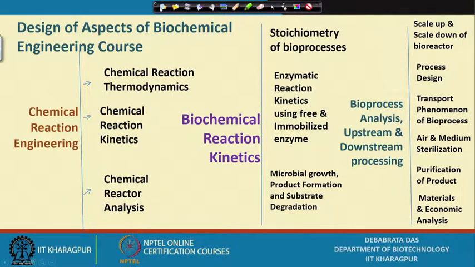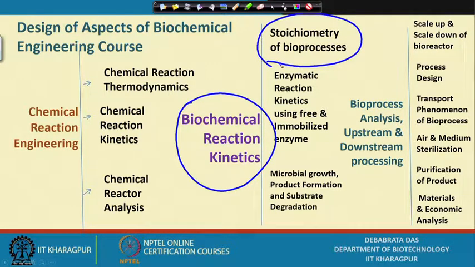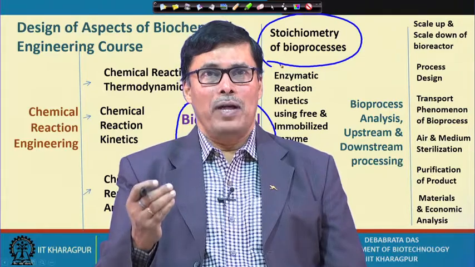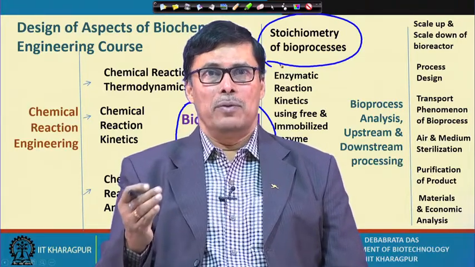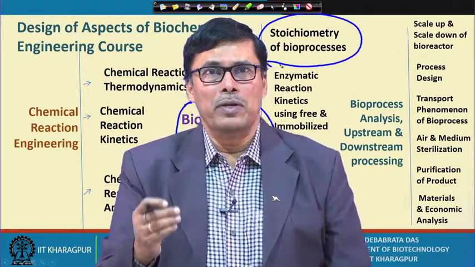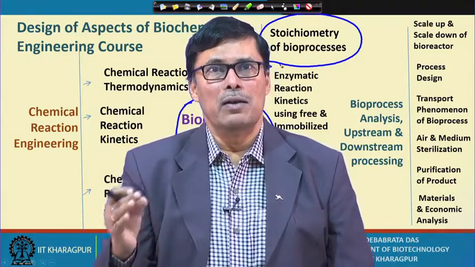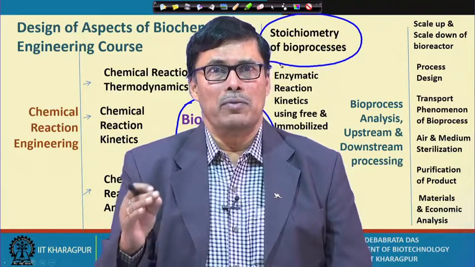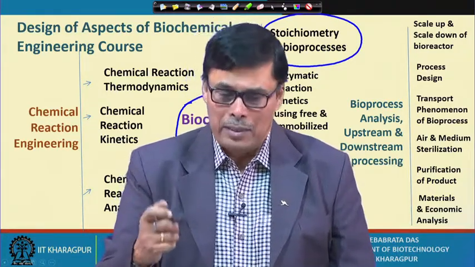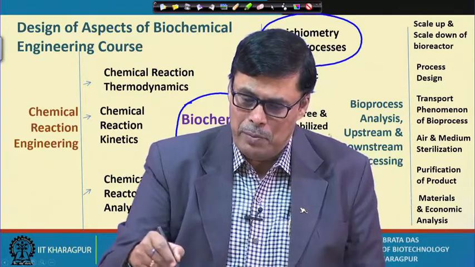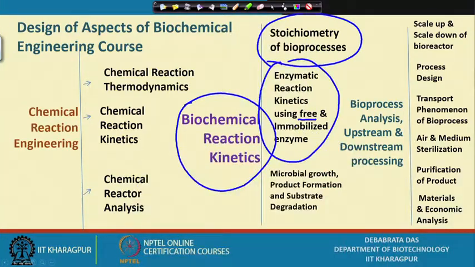Now after having this information, we switched over to biochemical reaction kinetics. First we try to understand the stoichiometry of the bioprocess, which is very important, because if you know the stoichiometry, then we can do the material and energy analysis of the process. From the stoichiometry we can find the theoretical yield of the process, so that we can design our process accordingly. Then we covered enzymatic reaction kinetics, using both free and immobilized enzyme.